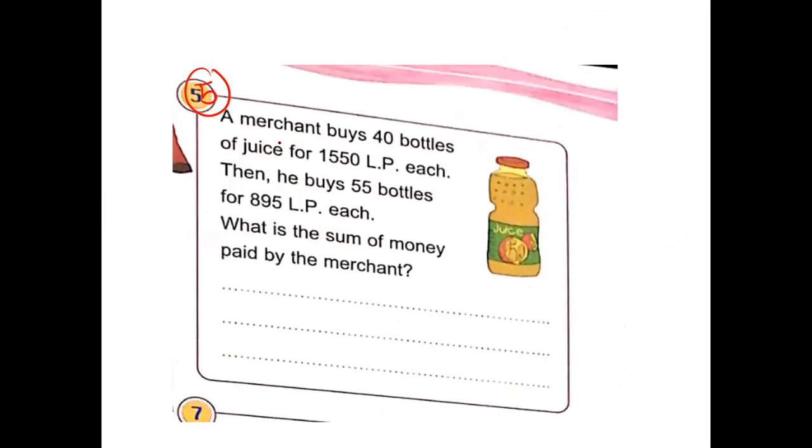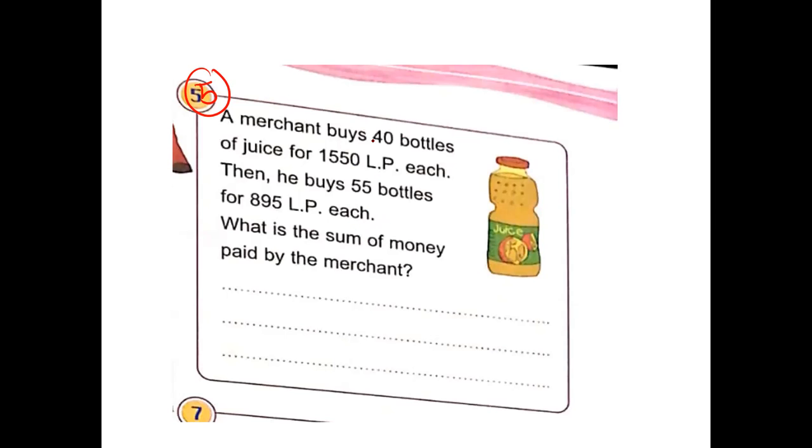A merchant, also a merchant here, person who sells things. Here he will sell what? He will sell bottle of juice. A merchant buys 40 bottles of juice for 1,550 Lebanese pounds each. Then he buys 55 bottles also for 895 Lebanese pounds each. What is the sum of money paid by the merchant? We read the problem. We are talking about person buys 40 bottles of juice and 55 bottles of juice. We will find the total sum of money paid by him.